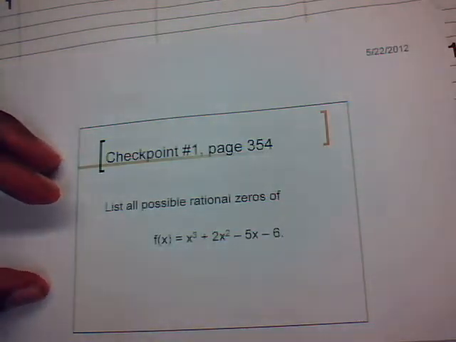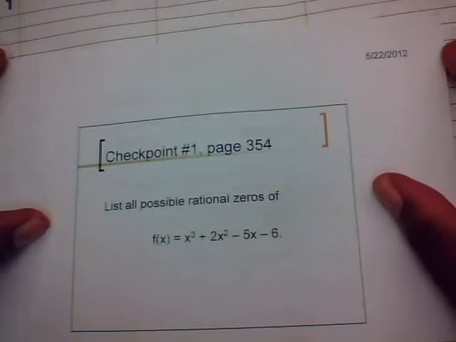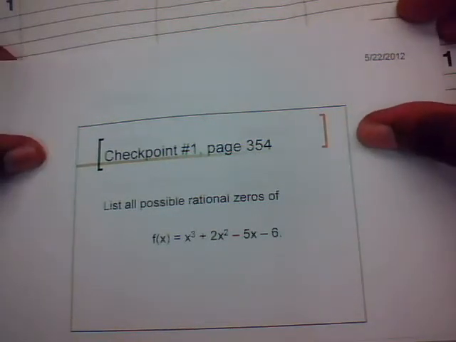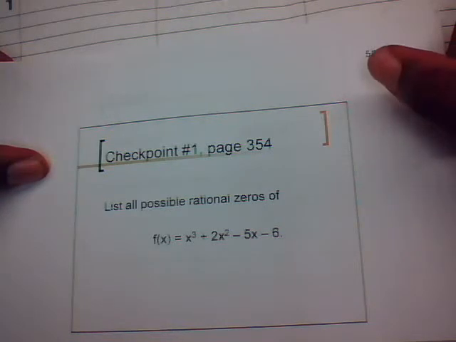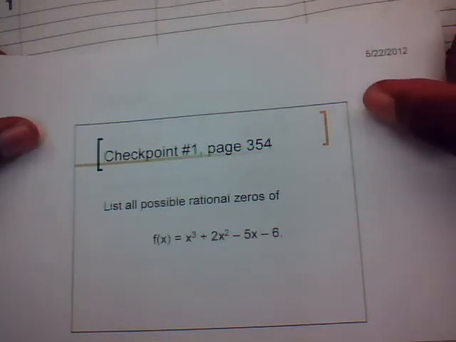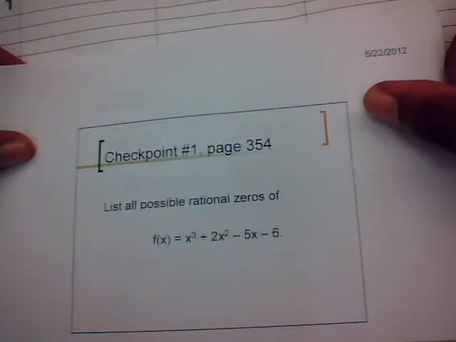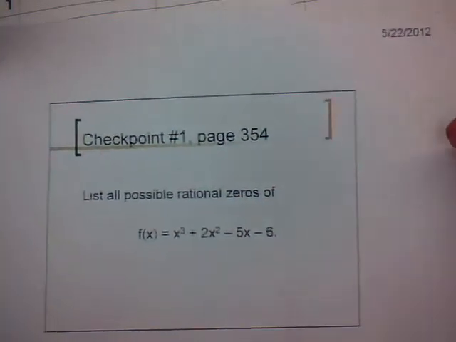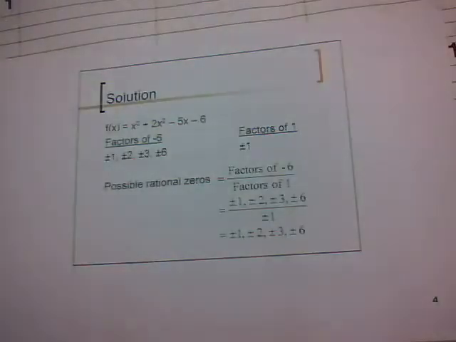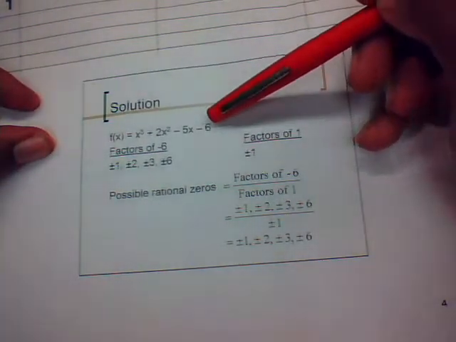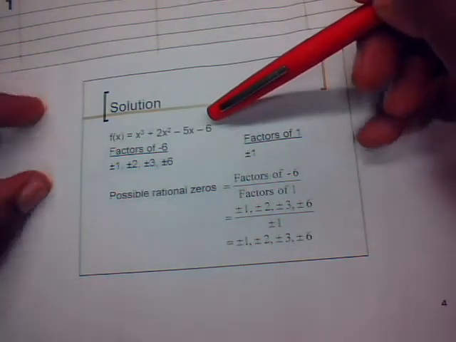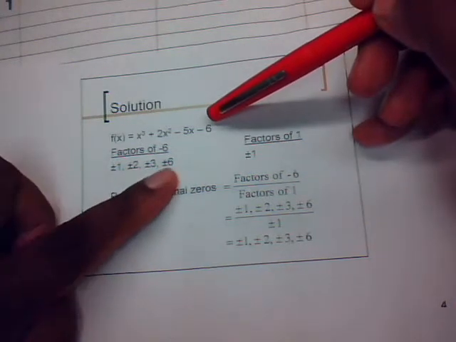And we're going to look at this example here. In this case, you're going to list all the possible rational zeros of this function. f of x is equal to x cubed plus 2x squared minus 5x minus 6. Okay, now here's how we work this particular problem out. Notice on the left-hand side, I have the factors of negative 6. That's the constant term. And I list these using plus or minus symbols.